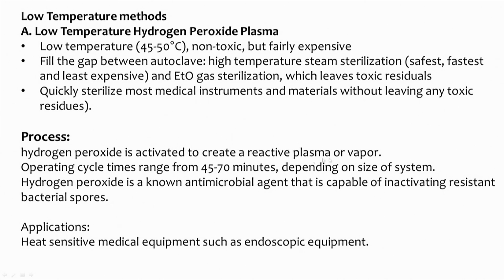It is activated to create a reactive plasma or vapor. The time is also less, 45 to 70 minutes. Hydrogen peroxide, of course, is a very good antioxidant and a very good antimicrobial agent, so it can kill many spores also. So, you can use this for heat sensitive material and equipment such as endoscopic equipment. That is called the hydrogen peroxide plasma method.